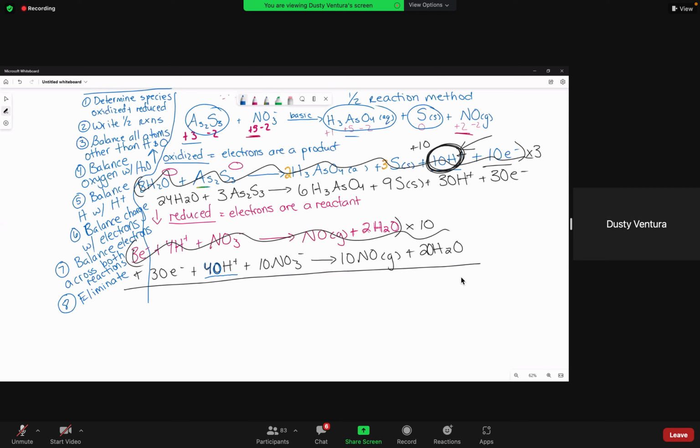Okay, so we eliminate spectator ions. What can we get rid of? You always need to get rid of your electrons. If you can't get rid of your electrons, you didn't do it right. Always need to get rid of your electrons. And we have 40 hydrogen on this side and 30 on this side. So I can get rid of 30 hydrogen.